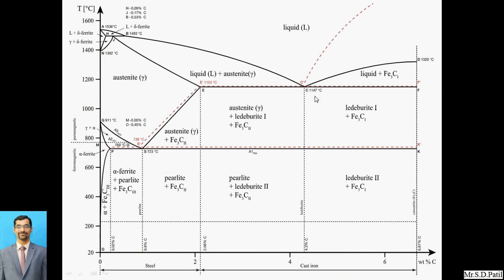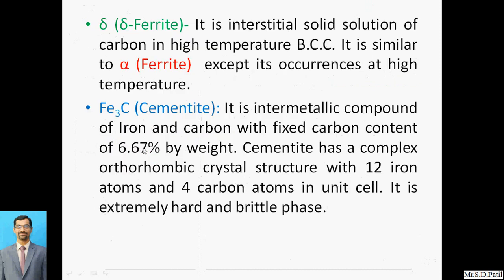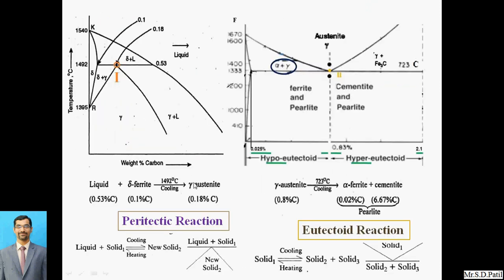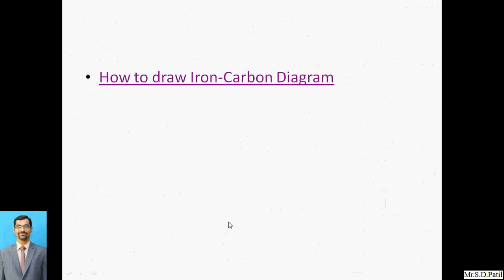This will be the eutectic point of that particular diagram. This is not the eutectic point. This is the eutectic point. This will be known as a eutectoid point. Eutectoid. Here is the eutectoid reaction. So this particular point is referred to as a eutectoid point. This particular point is referred to as the eutectic point of that particular diagram.